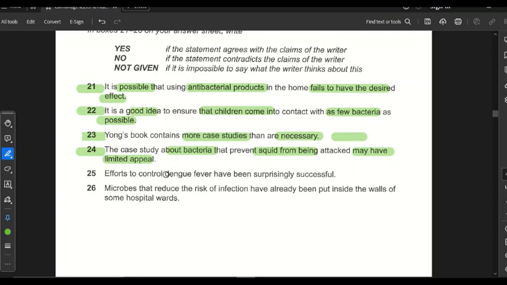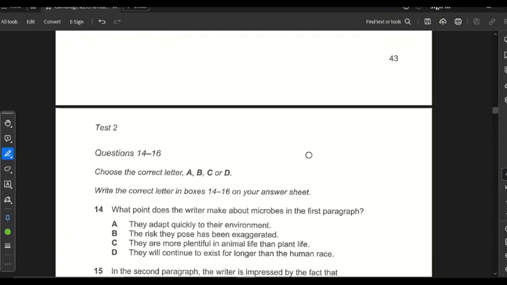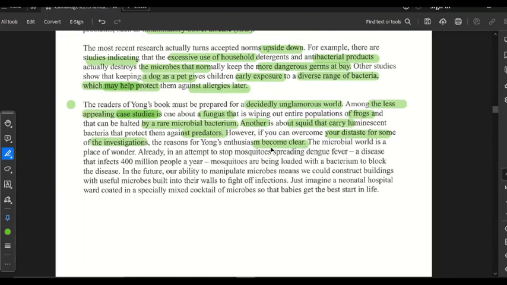Efforts to control dengue fever have been surprisingly successful. Let's proceed and read it. So we got here. The microbial world is a place of wonder already in an attempt to stop mosquitoes spreading dengue fever.